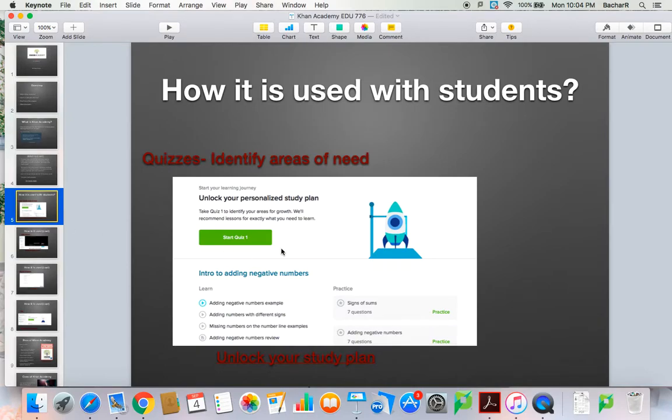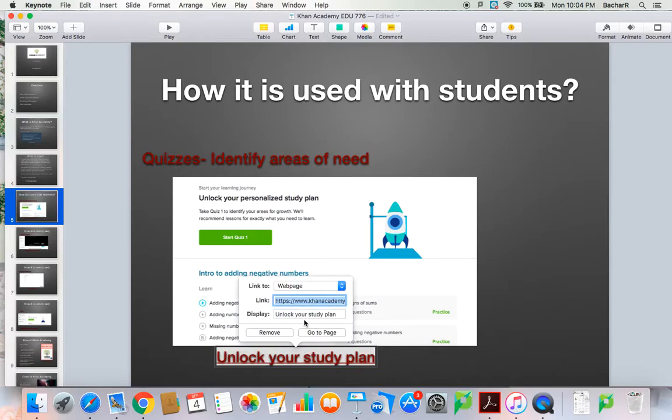So how is it used with students? Well, there are many different ways it can be used with students. First things first, it helps them identify an area where they need to work on in a certain subject. So going back to that math principle, I want to look at a lesson if a student needed help with negative numbers. So let's look at this.